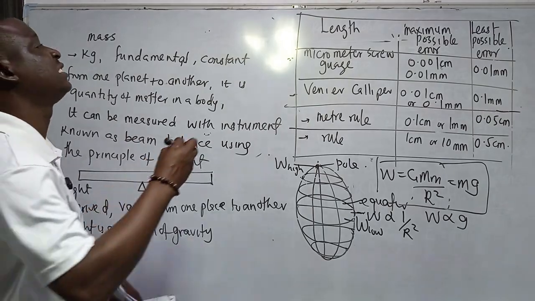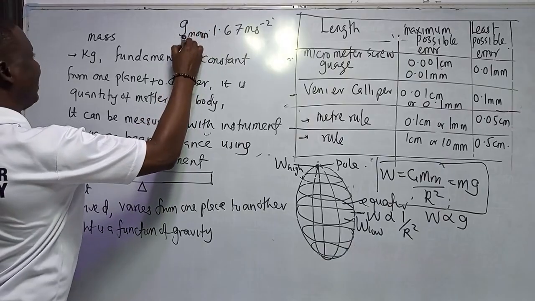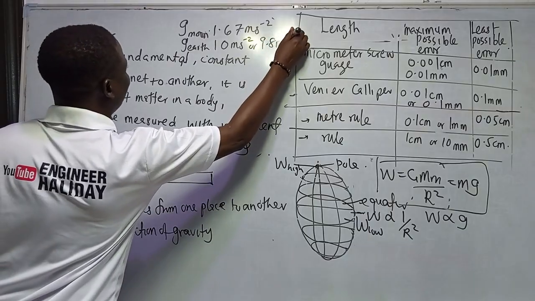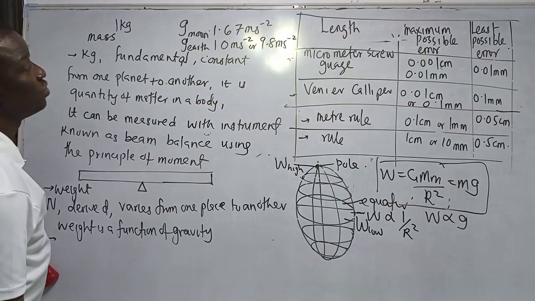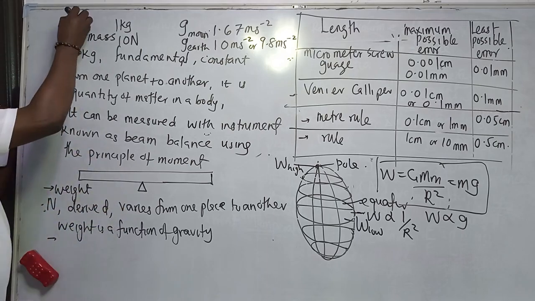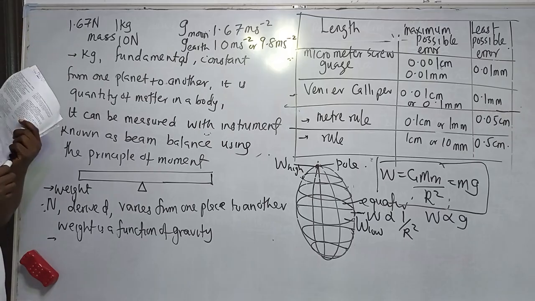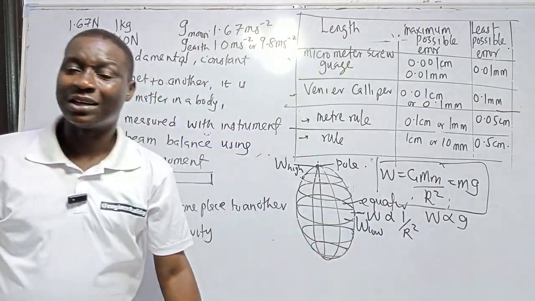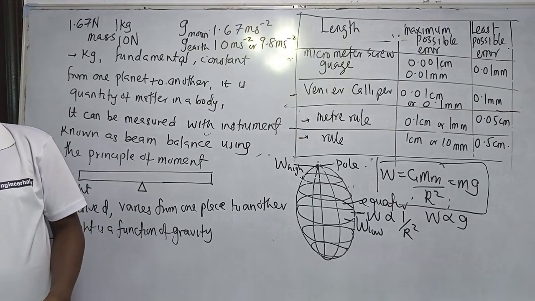Your weight on the moon is smaller because the gravity of the moon is approximately 1.67 meter per second square, while the gravity of the earth is 10 meter per second square, or 9.8 meter per second square. If I give you a boy of 1 kilogram to go to the earth and the moon, let us experiment. You will discover that this boy will have 10 Newton on the earth and 1.67 Newton on the moon. So his weight is more on earth than on the moon, because weight is proportional to gravity. That's why we say it's a gravitational influence. Weight is the gravitational pull on the body.